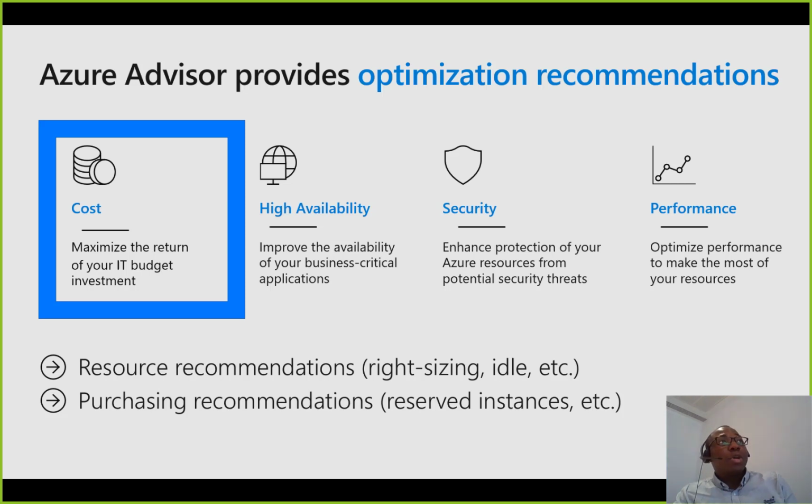So for example, it's going to give you recommendations around right sizing. It's going to be having a look at your virtual machine and going, hey, you're only using about 30% of what this virtual machine is capable of. Maybe you want to reduce that to a smaller size.